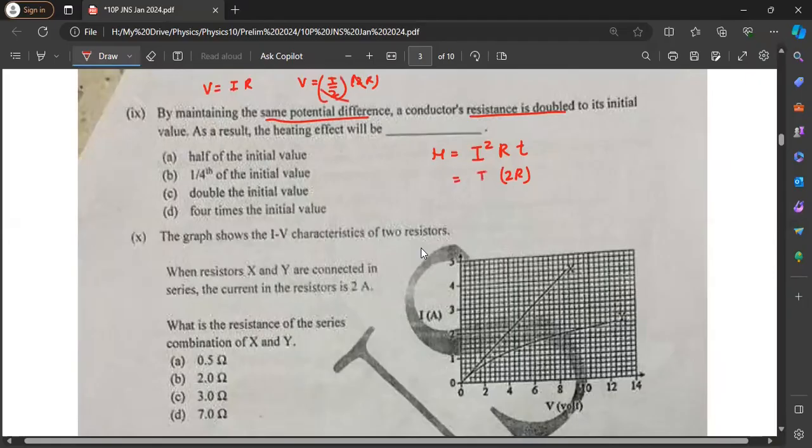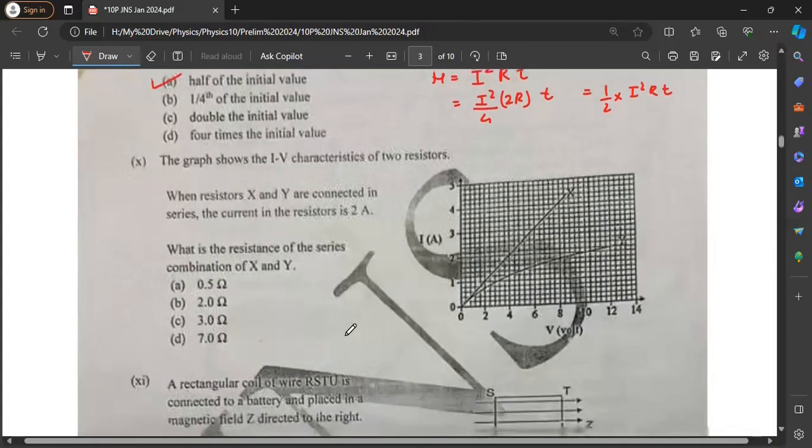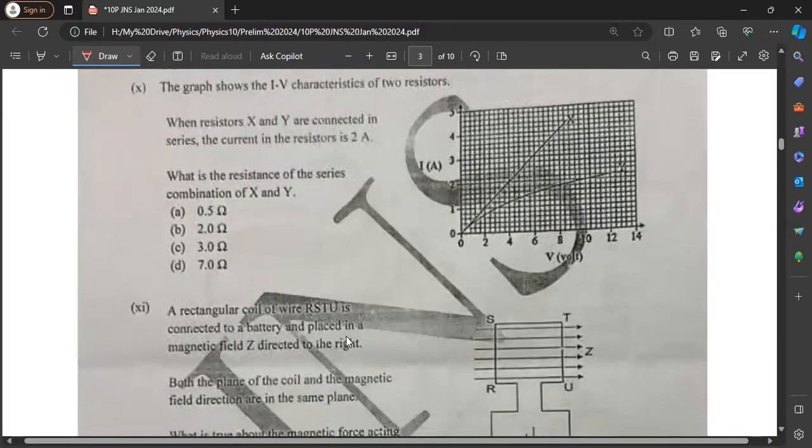So I squared will be I square upon 4. So this will be half of I square RT. So this will be half of the initial value. Okay. Anyone has not understood? Okay. Let's move to the next question, number 10.